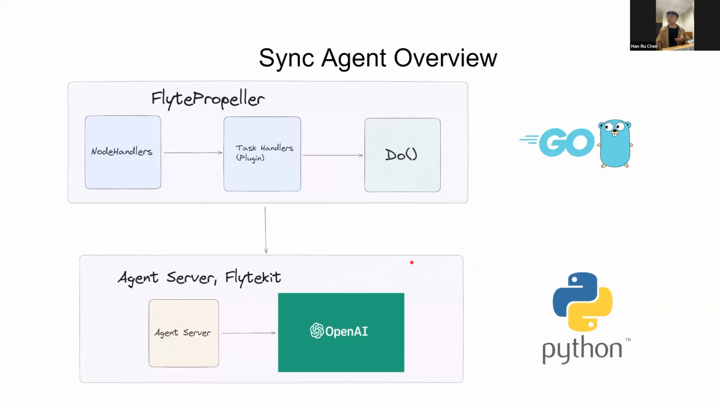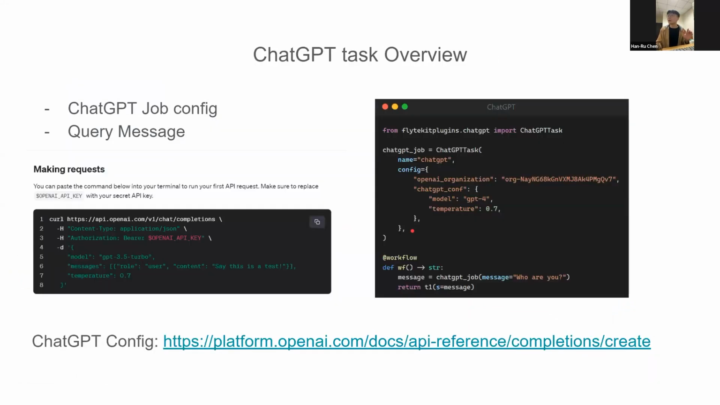For more details, you can use Grafana, an open source tool, to compare the resource usage between using the agent server and not using the agent server. And to my knowledge, Spotify is a big fan of both async agent and sync agent. Maybe someday we can invite them to talk about more use cases about agents. Okay, next slide.